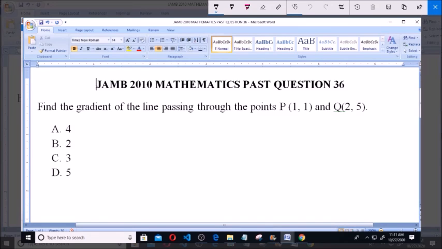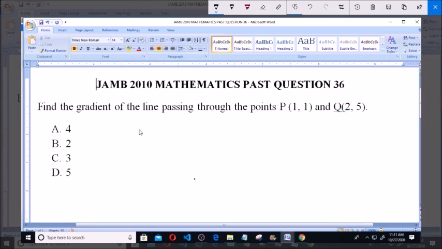I will be answering JAMB 2010 Mathematics Past Question 36. Find the gradient of the line passing through the point P. Point P has the coordinates 1, 1 and Q has the coordinates 2, 5. Now A we have 4, B we have 2, C we have 3 and D we have 5.